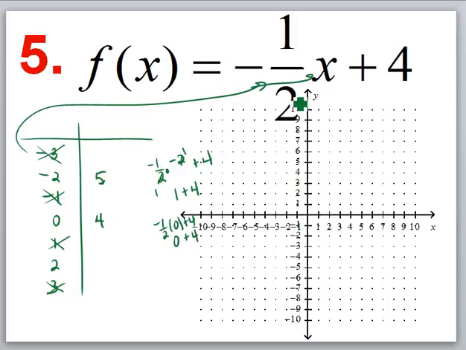And then I'm going to plug in 2 over here, so I have -1/2 times 2 plus 4. Well, those cross-reduce, I get -1 plus 4, which is 3. We have 3 ordered pairs to graph then. So I'm going to graph (-2, 5), (0, 4), and (2, 3).